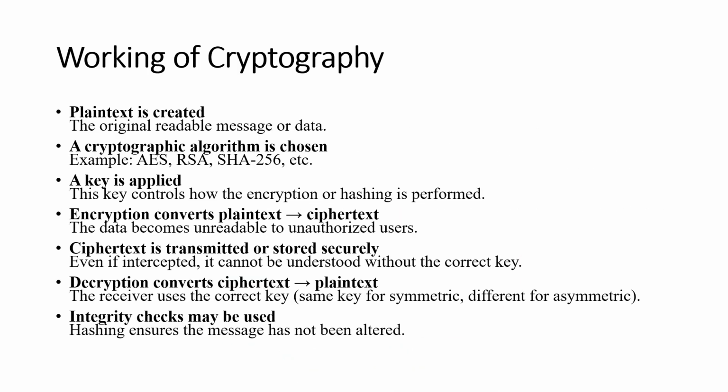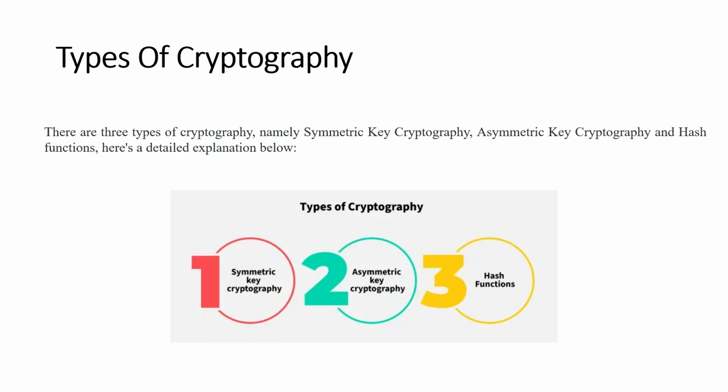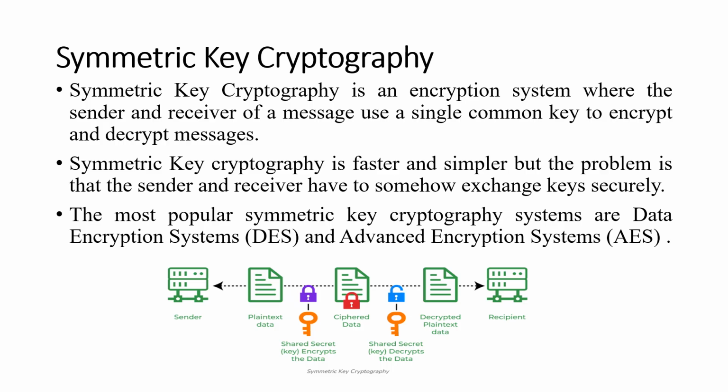Next, the process: the plain text is created. Algorithms are used, deciding which algorithm we are going to use. Then a key is applied. Encryption occurs, decryption occurs, and at last the receiver receives the message without any intervention. Some types of cryptography are symmetric key cryptography, asymmetric key cryptography, and hash functions.